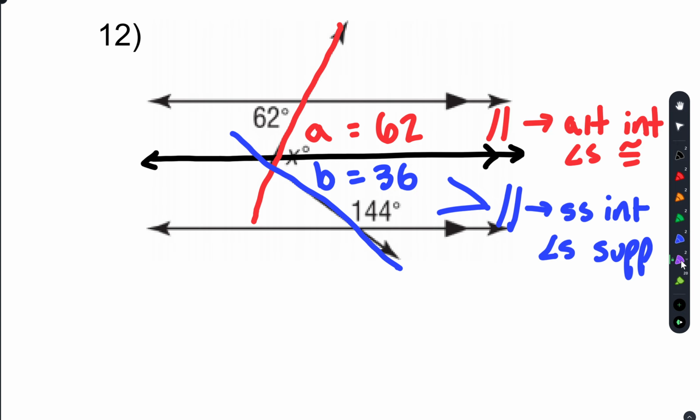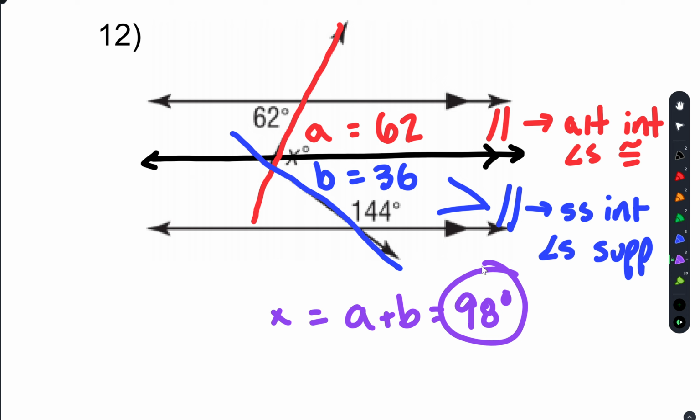Perfect. So I add them together. A plus B to get X, which is 62 plus 36, 98. There we go. All done. Any questions?